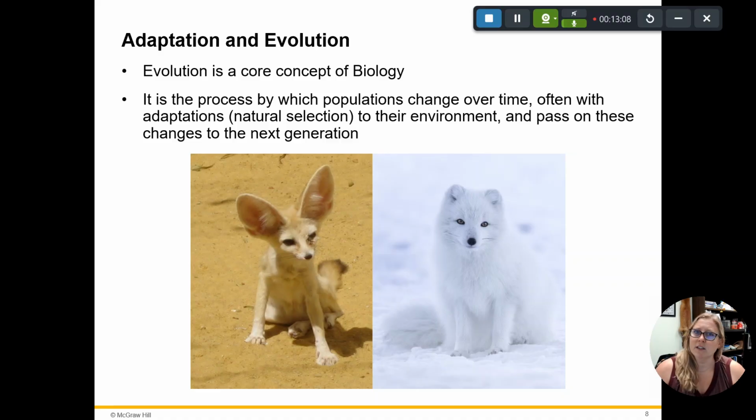Fennec foxes live in the desert. Arctic foxes live in the Arctic in the cold and snow. But both of these are adapted to their environments. If I were to take these foxes and swap where they were, okay, if I were to take a fennec fox and put it out into the Arctic, it would die from cold exposure, okay? It would not be able to survive in that environment.